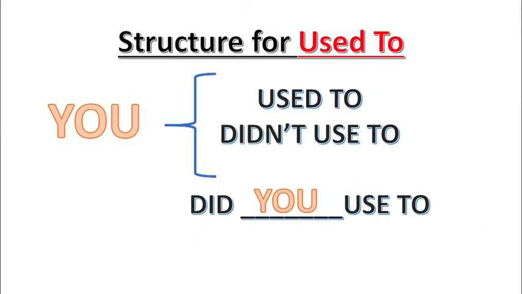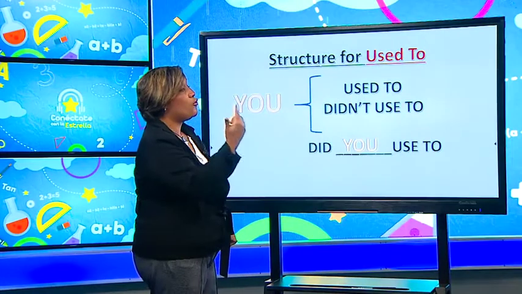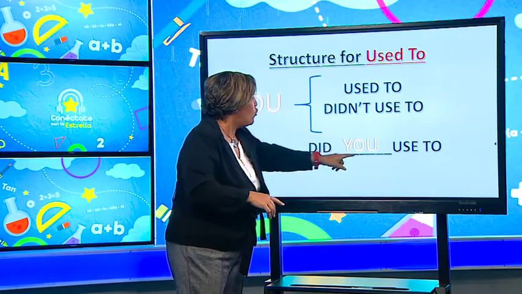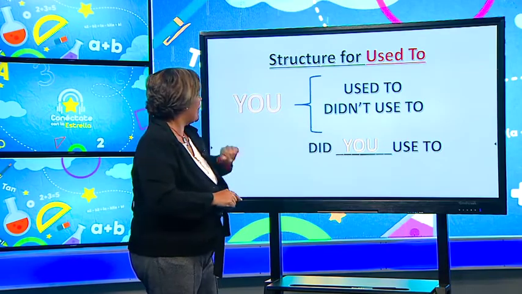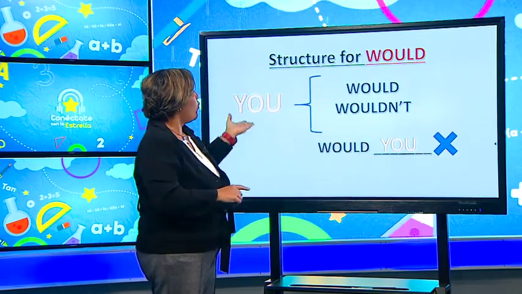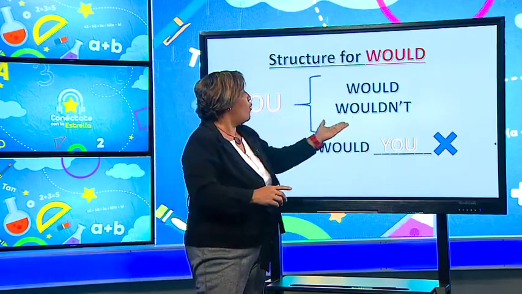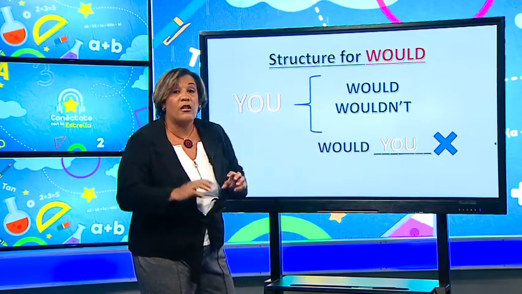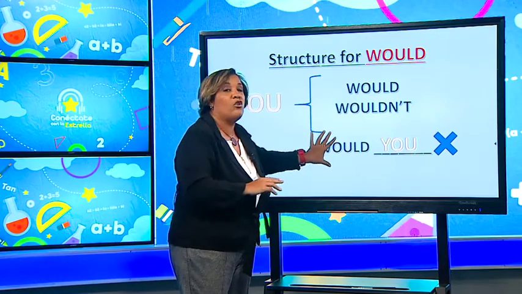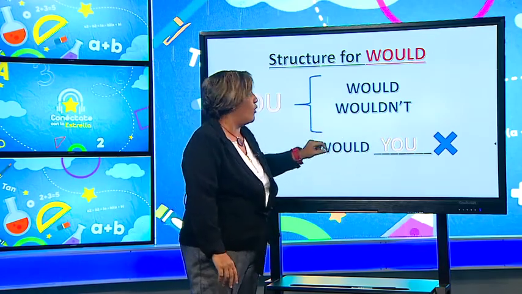We have the structure for used to. So we have used to in the past, but when we use it in the negative, didn't use to, the verb use misses the D. And if you use it in the question, did you use to, once again, the verb use doesn't have a D, okay? For would, we have would or wouldn't, but if we use it to talk about something in the past, we do not use the interrogative form, okay?